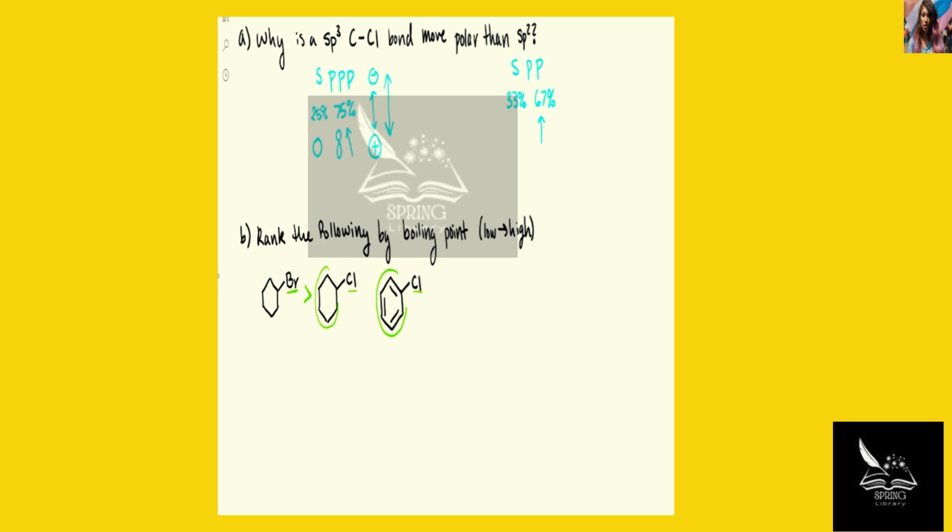point than the chlorocyclohexane. So we can rank these structures with the bromocyclohexane being the first, chlorocyclohexane being the second, and chlorobenzene being the third.